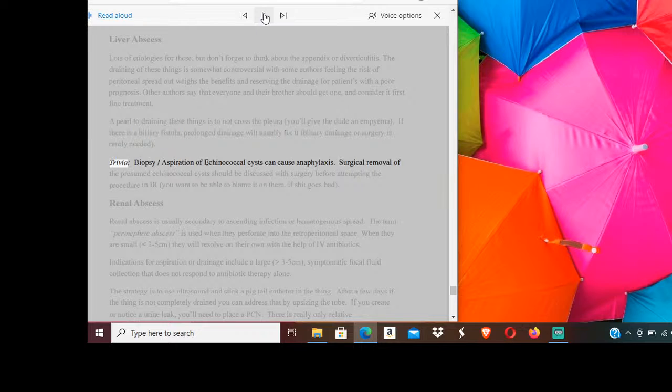Trivia: biopsy or aspiration of echinococcal cysts can cause anaphylaxis. Surgical removal of the presumed echinococcal cysts should be discussed with surgery before attempting the procedure in IR. You want to be able to blame it on them if things go badly.